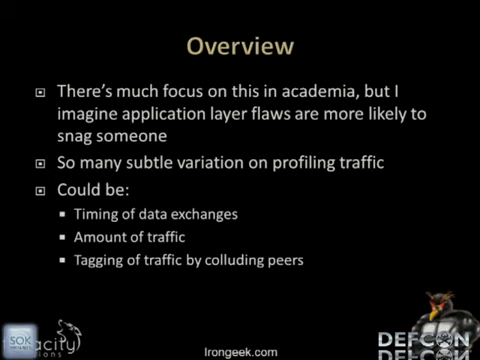It could be things like timing of data exchanges, the total amount of data someone sends in their network, or tagging of the traffic by colluding peers. So, hey, I'm the first hop, I mess with the data, I pass it along, later on I see it again, and I go, oh, so I know you were the person that contacted me on this node back here, so I can make a connection there.